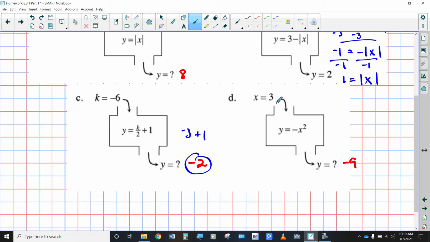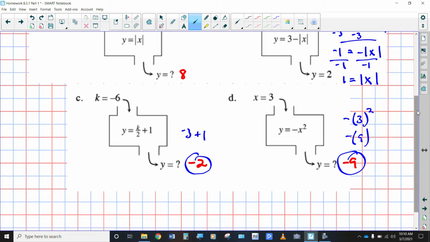And in this case, we're going to plug in the 3, and we're going to take the opposite of whatever 3 squared is. So we have to do the exponent first because order of operations requires us to do exponents before we multiply. And when you take the opposite of a number, you're multiplying times -1. So we're going to do this, and then that becomes the opposite of 9, which is -9.